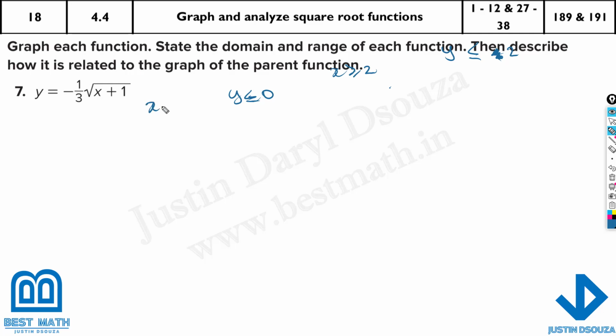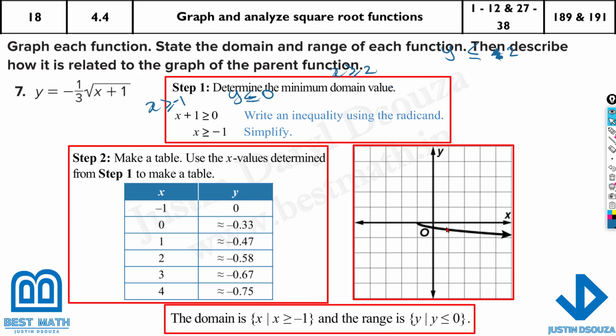Now what about the domain? x is greater than or equal to minus 1, because plus 1 to the other side becomes minus 1. Ignore the term which is multiplied to it, 1/3. That will just depict the graph. See now, this is the graph. Here you can see the range is less than or equal to 0. The domain is greater than or equal to minus 1.